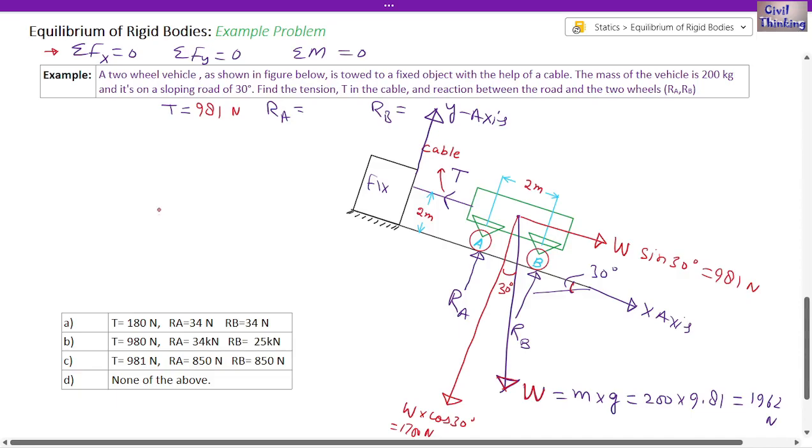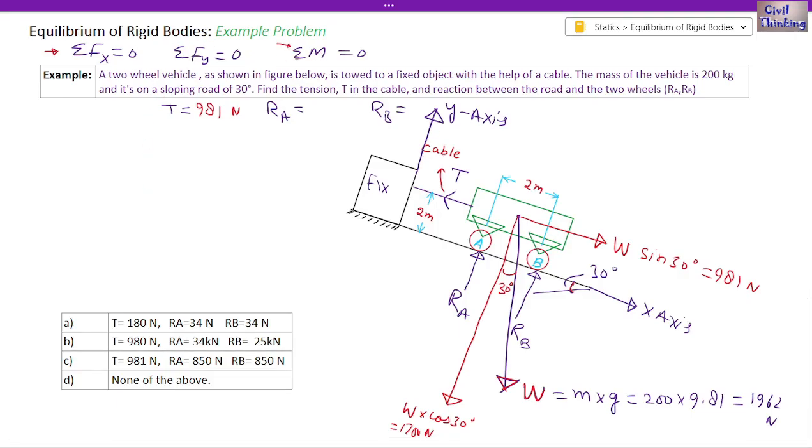Now let's apply the second equation, or let me first apply the third equation. I will tell you why. It doesn't matter, it will just save my time. Summation of moment equal to 0. Let's apply this equation. Now summation of moment about any point, let me choose the point B. For example, summation of moment about point B is 0. I am assuming the clockwise moments are positive, and the anti-clockwise moments are negative.